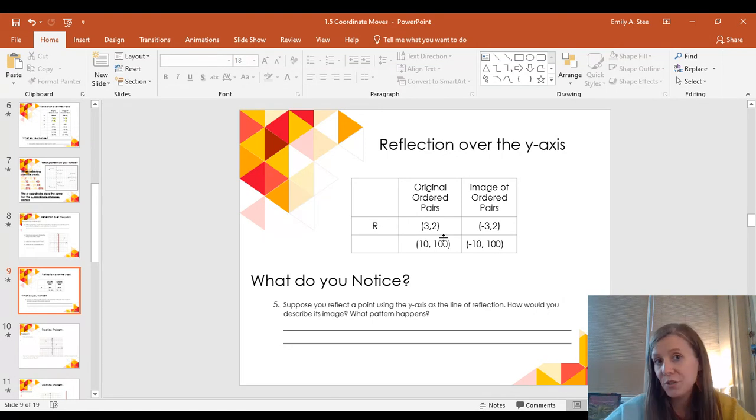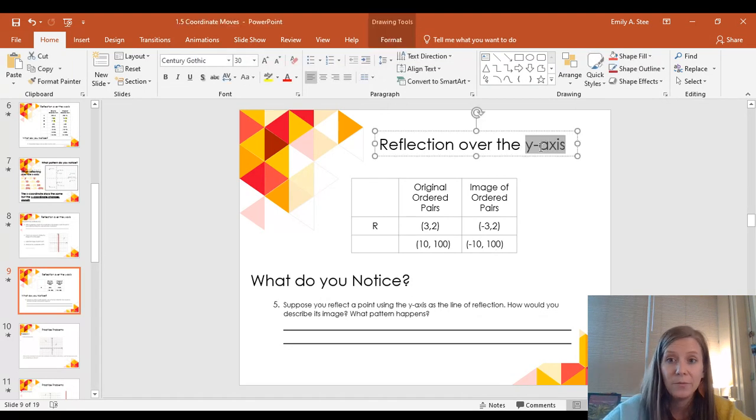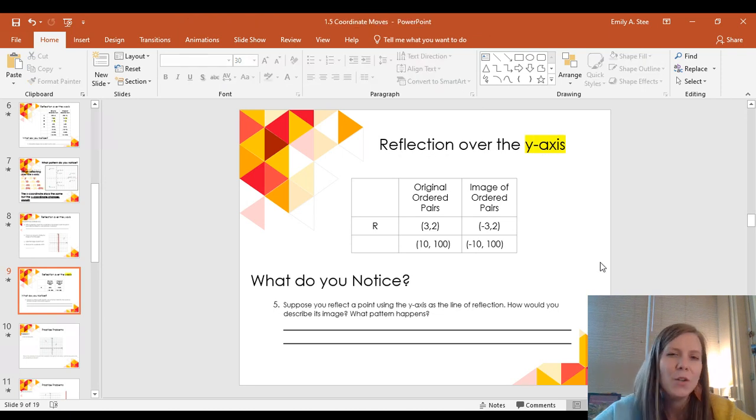Here's another generic point. If it was originally at 10, 100, it would now be at -10, 100 if we reflected over the y-axis. So you're noticing a different pattern than when we reflected over the x. Suppose you reflect a point across the y. What would happen, or what is the pattern? I'll pause now.